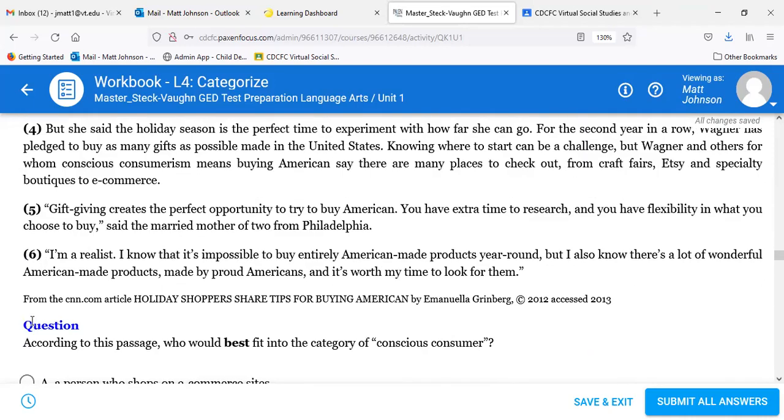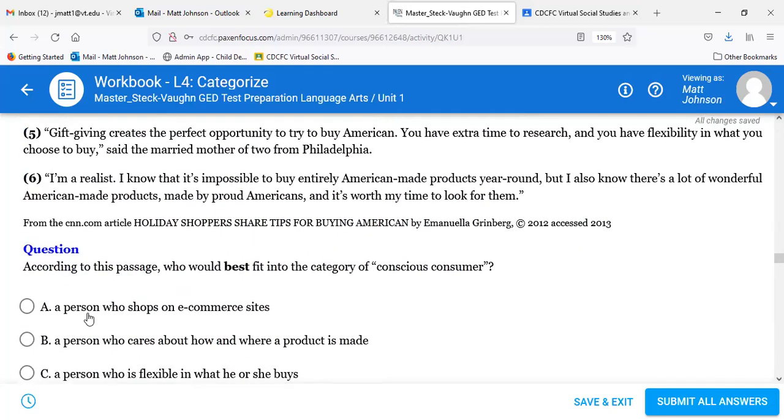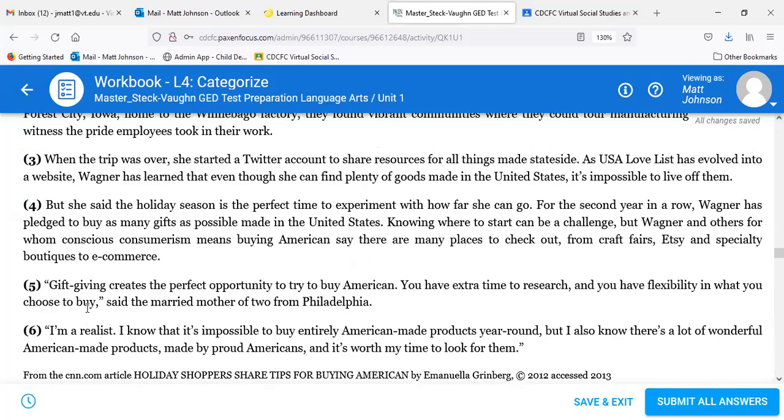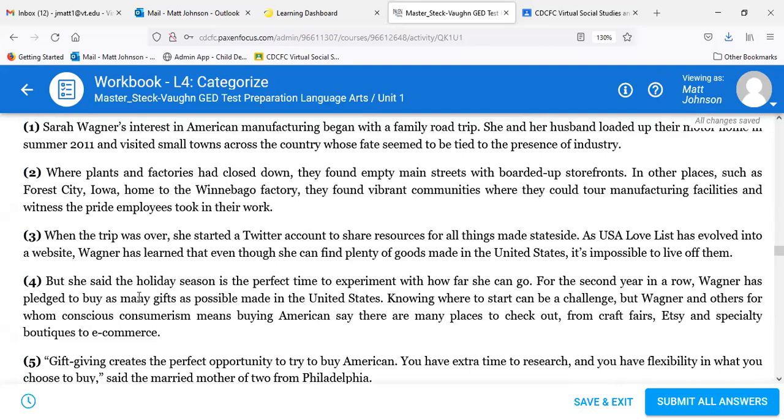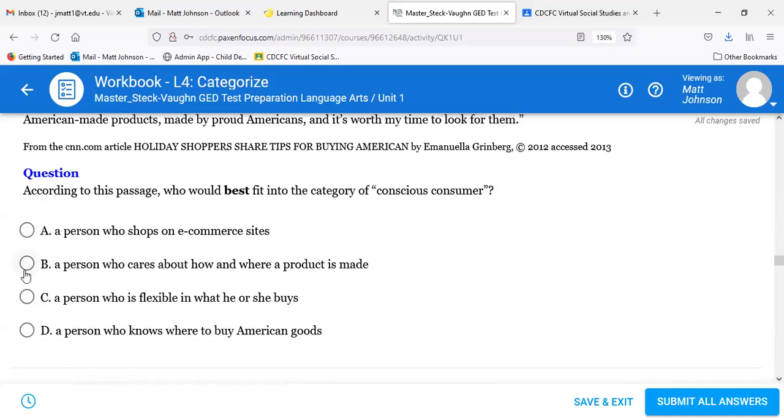Okay. And here, number six. According to the passage, who would best fit into the category of conscious consumer? A, a person who shops on e-commerce, B, a person who cares about how and where a product is made, C, a person who is flexible in what he or she buys, or D, a person who knows where to buy American. It's B, as in boy. Now, she mentions being a conscious consumer, looking for American-made products. But all in all, the idea is that it's someone who's discerning and who cares about how and where a product's made. So B, as in boy.